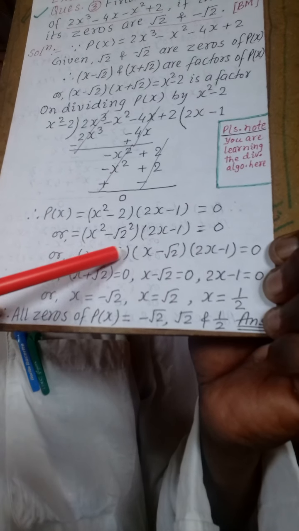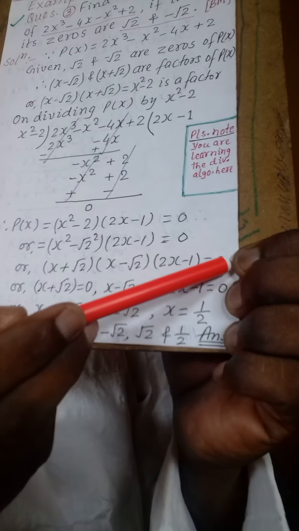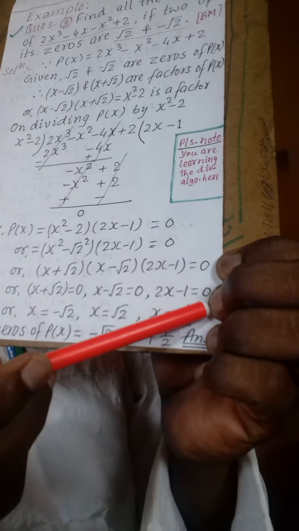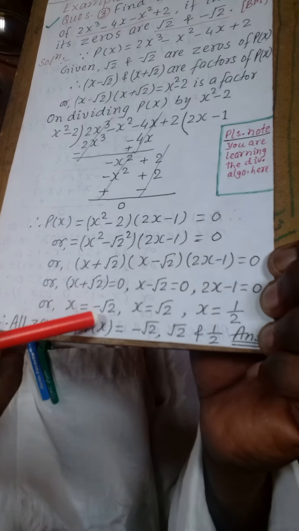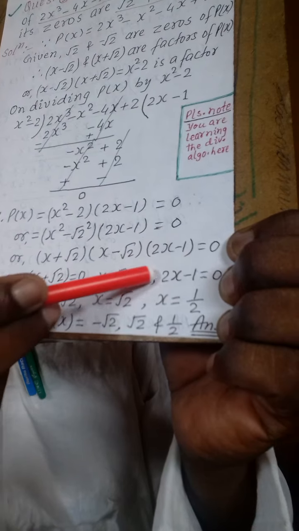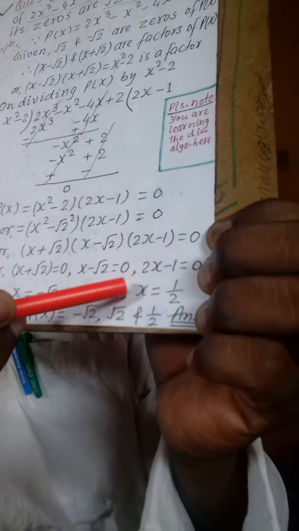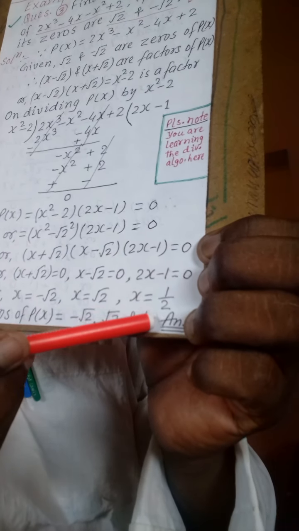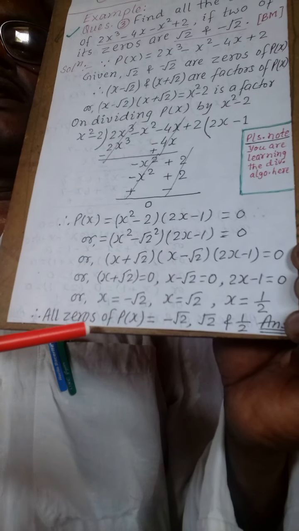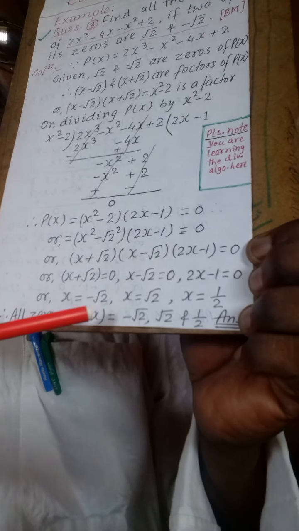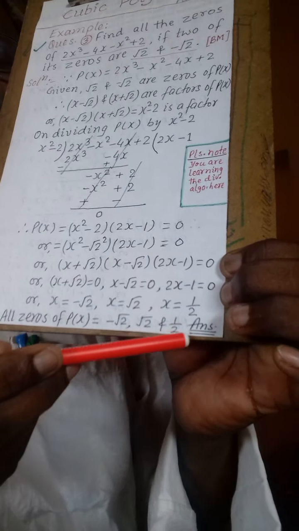Again we get x plus root 2 is equal to 0, and x minus root 2 is equal to 0, and 2x minus 1 is equal to 0. By solving, we get x is equal to minus root 2, and x is equal to, since this is minus 2, this will be plus 2, and here x is equal to 1 by 2. And now we see that all the zeros of p(x) are minus root 2, plus root 2 and 1 by 2. This is your answer.